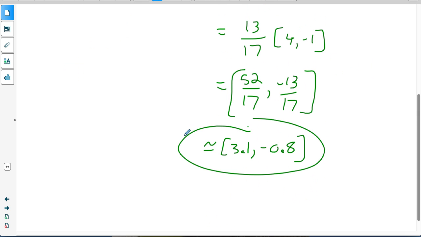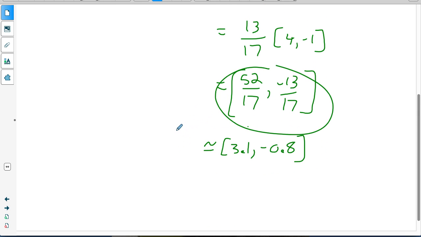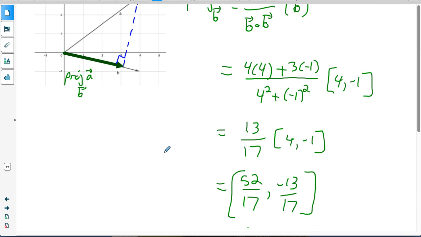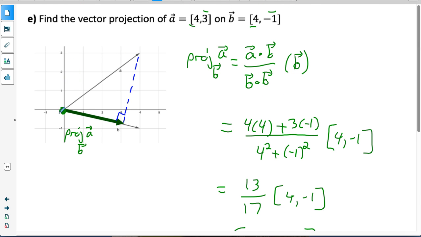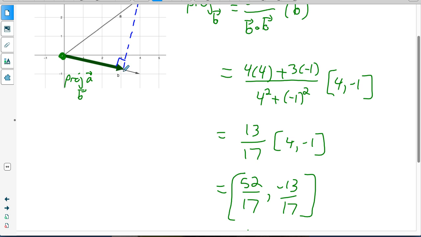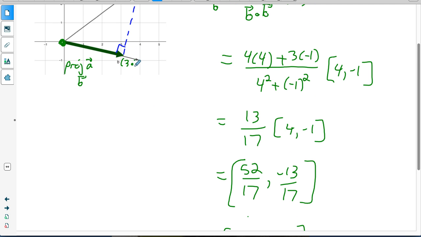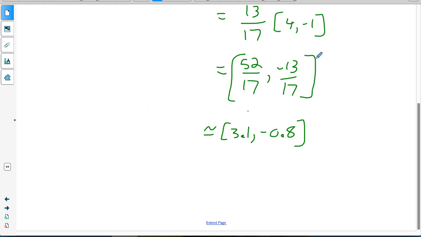So here are the approximate values of the x and y components from that vector. Remember, when you have a vector written in algebraic form like this, the x component of that vector tells you the x coordinate of where the tip would be, and the y component tells you the y coordinate of where the tip would be if the vector was translated so that its tail is at the origin, and that's where it is. So I know that the tip, the x coordinate is about 3.1, and the y coordinate is about negative 0.8. So notice that is the vector that we found there. It matches up with the answer we got algebraically.